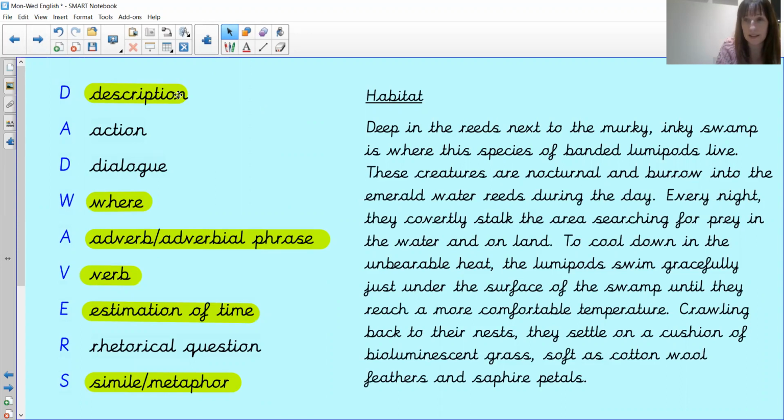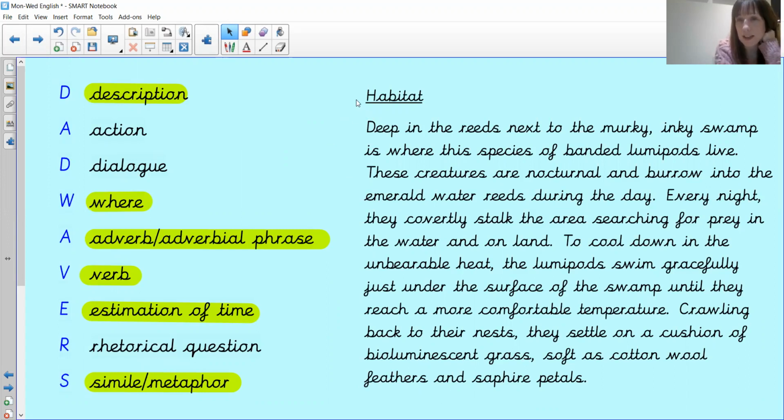One sentence is a description. One starts with a where phrase. One starts with an adverbial phrase. One starts with a verb. One starts with a time word. And one has a simile in it. Okay? So as I'm reading the paragraph, I wonder if you can identify which DADWAVERS I've used where.